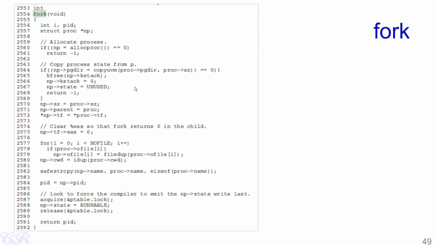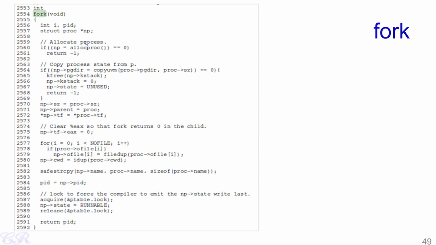The implementation of fork in xv6 is as shown over here. This can be seen in the source code listing in line number 2554. The first thing you would notice over here is that we are declaring a pointer called np, which is defined as a struct proc pointer. This is a pointer corresponding to the new process that is being created, or rather the new child process.